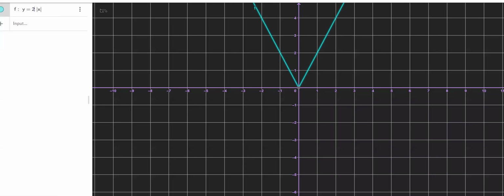Same thing if you move back to its original, this is how its original is.